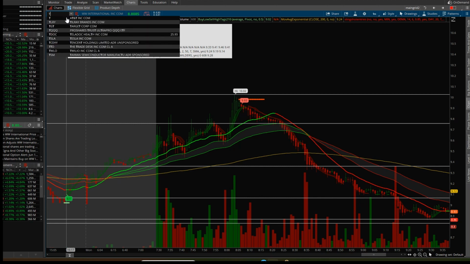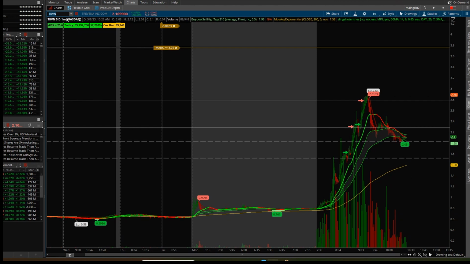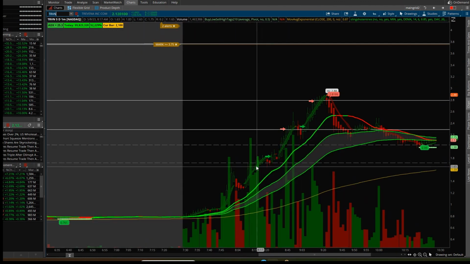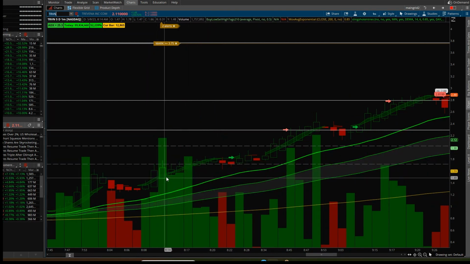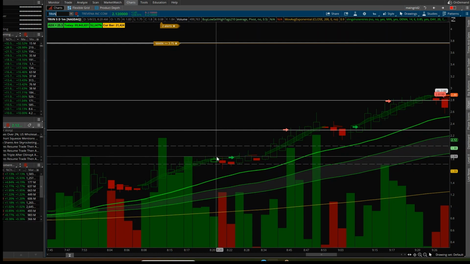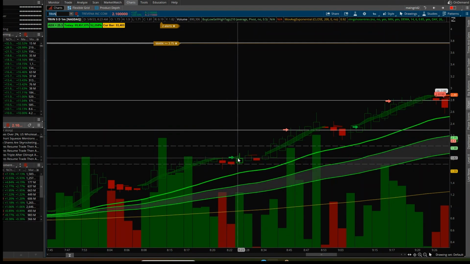The next one is TRVN. Okay, that one I posted at 8:15 this morning. Okay, so we're in this little green cloud. We're looking for a red to green. Okay, that's the best thing to do. Not necessarily chase these green clouds, because usually you'll get a nice pullback. Here we have a red to green, so getting in here, that's what I did.